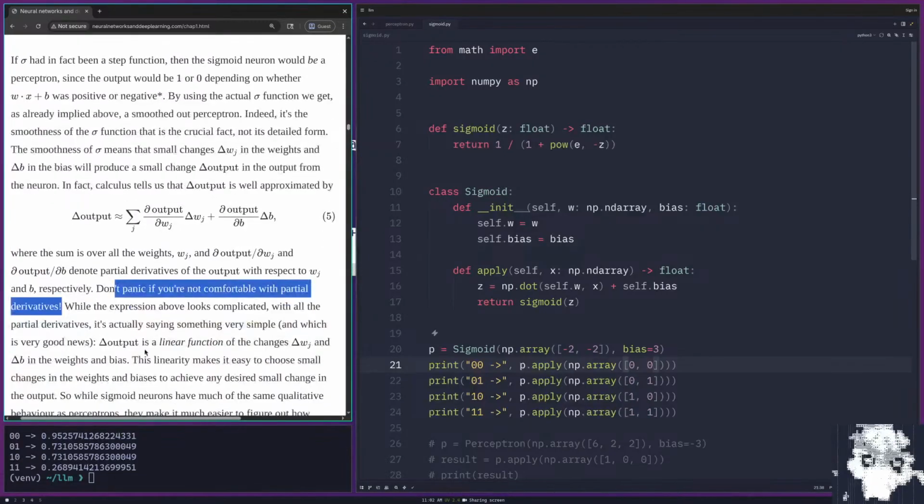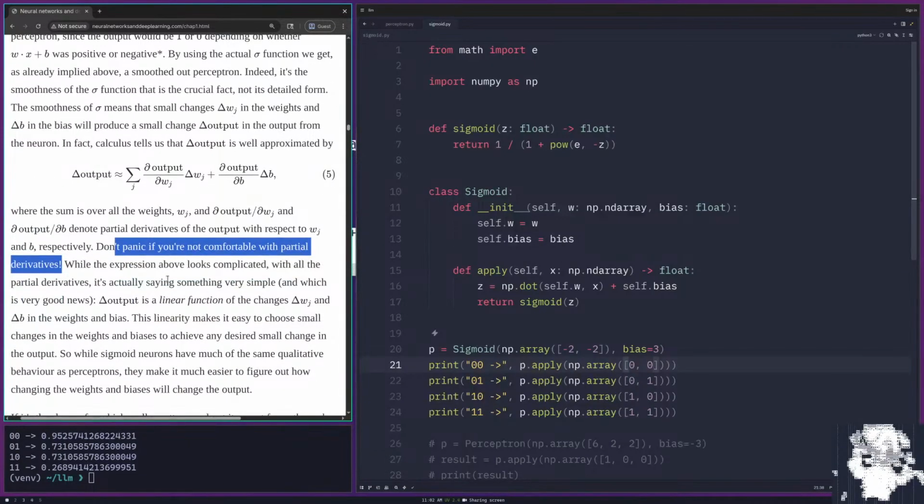While the expression above looks complicated with all the partial derivatives, it's actually saying something very simple, and which is very good news. Delta output is a linear function of the changes delta wj and delta b in the weights and biases. This linearity makes it easy to choose small changes in the weights and biases to achieve any desired small change in the output. So while sigmoid neurons have much of the same qualitative behavior as perceptrons, they make it much easier to figure out how changing the weights and biases will change the output.